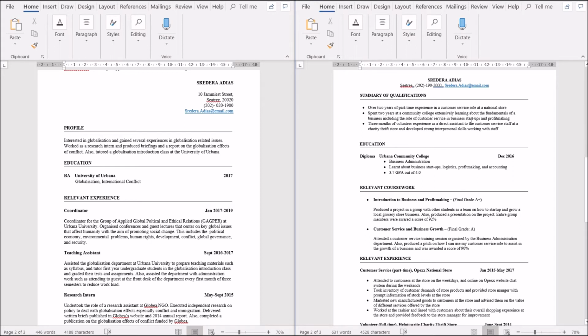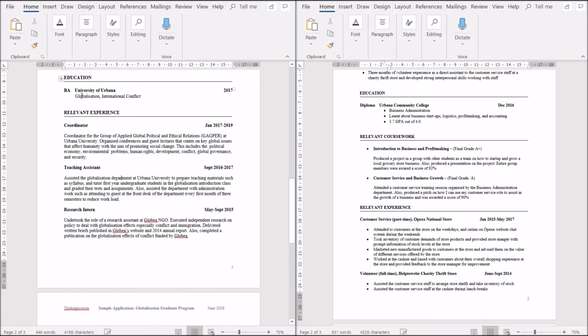The second section of both CVs is the education section. For an academic CV, the education section includes a brief indication of the qualification, the name of the university, the title of the degree, and the year at which you completed that degree.